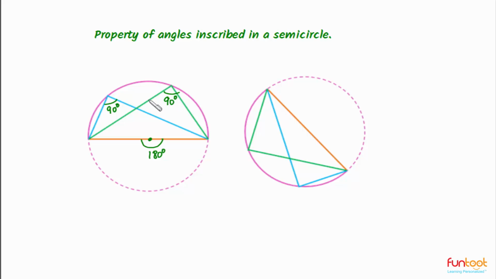And we know that these angles will be half of this, as we have discussed in the first property, so these angles are 90 degrees each. In the second figure also, this is the semicircle, and the angle inscribed in the semicircle will be 90 degrees. The converse of this is also true. If in an arc of a circle, the angle inscribed is 90 degrees, then the arc is a semicircle.